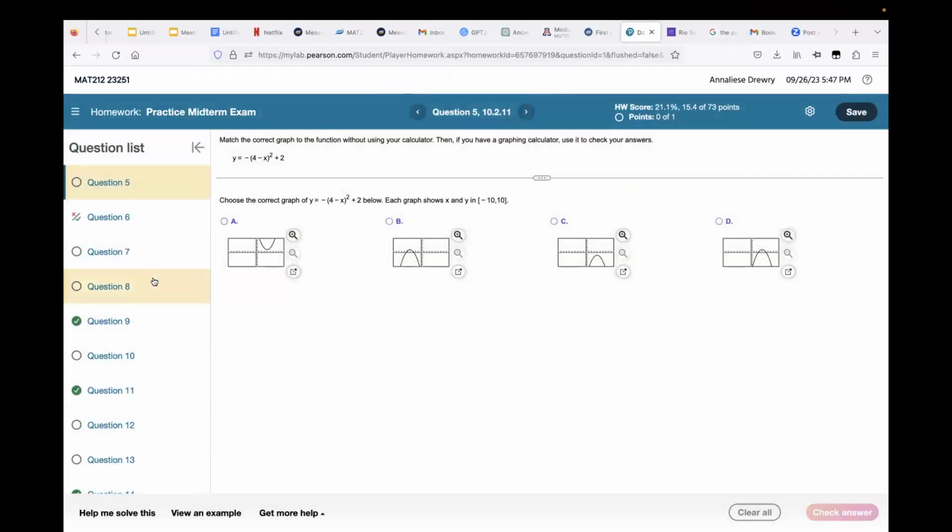All right. So this one here is a parabola that opens down. So it's either going to be B, C, or D. And then that +2 moves it up 2. So it's either B or D. And so the question is, is it left or is it right? And that's where you would graph it. The way this one actually worked is it ends up being right. So I believe letter D is correct there.